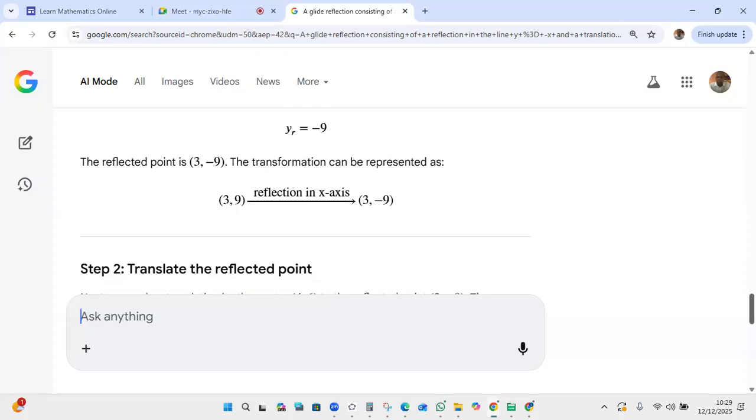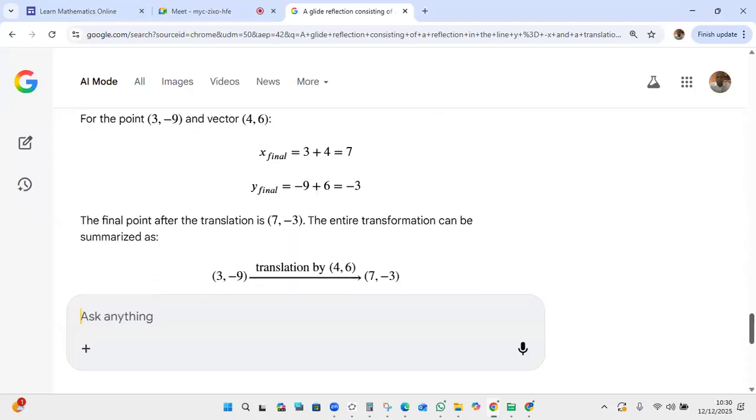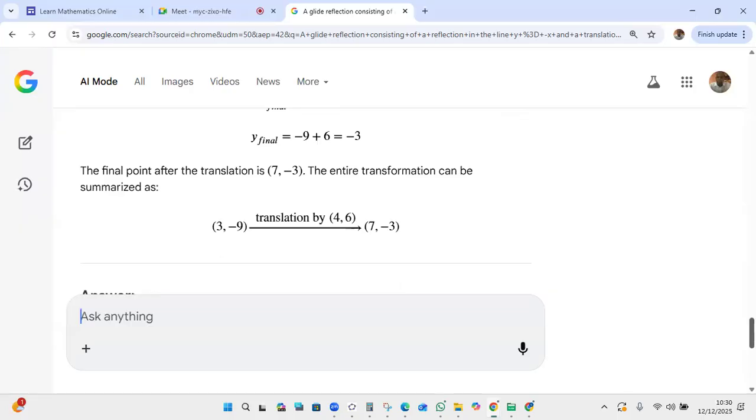Now the translation. We all know all we have to do is just add. We apply a translation by the vector (4, 6), and the point we're using is (3, -9). So 4 is added to the 3 to give us 7, and the 6 is added to the -9 to give us -3. So the final point after the translation is (7, -3).